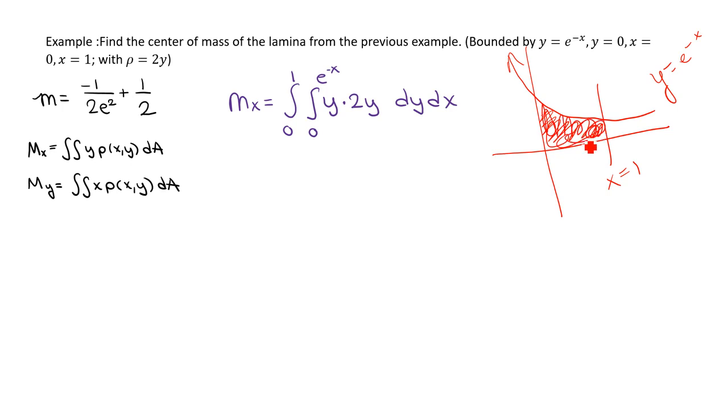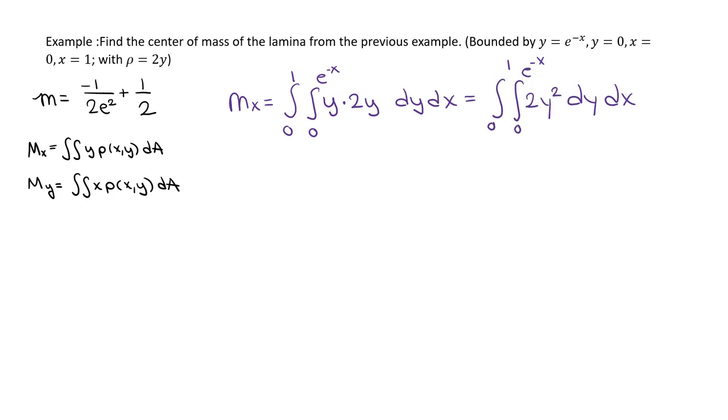And so my bounds of integration should be the same as what I did in the previous example. We're integrating over this region. So our y values are going from e to the negative x, that's the upper bound of our y values. The lower bound would be 0. And then the x values start at x equals 0 and stop at x equals 1. So these should be the same bounds of integration that we used when we computed the mass.